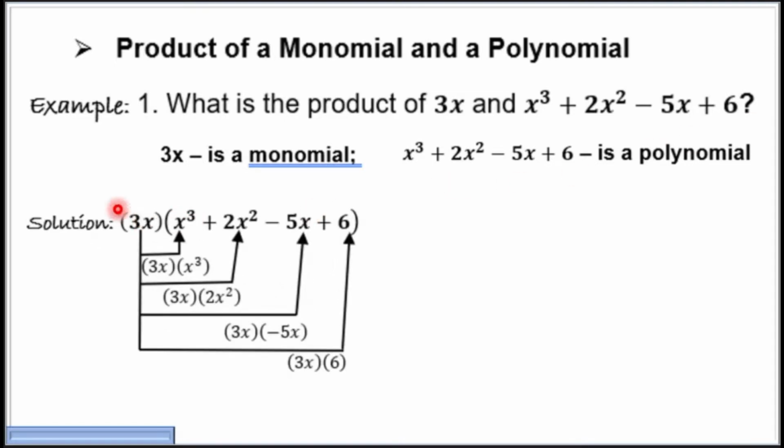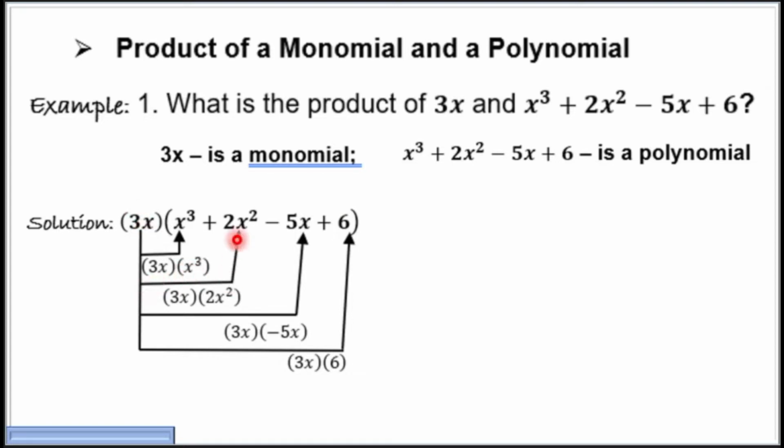Solution: the quantity of 3x times the quantity of x cubed plus 2x squared minus 5x plus 6. On the screen you can see the detailed solution, the same as in your module. So 3x times x cubed, like in the FOIL method, we multiply one by one the second term, third term, to the last term. So 3x times x cubed.